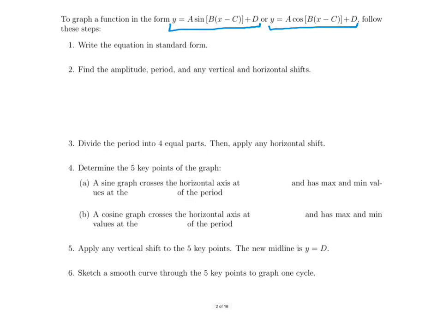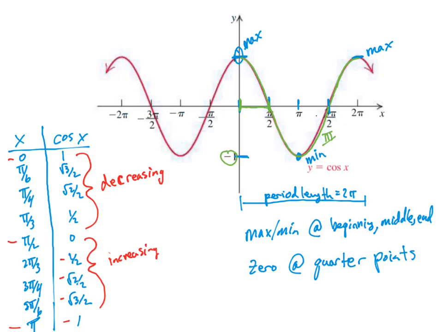So we want to find the amplitude, the period, and any vertical and horizontal shifts. The amplitude corresponds to the a value, and it's actually the absolute value of the a value. And the a value is just from the standard form of the equation. The period length is going to be 2 pi divided by whatever the b value is. Now, what we saw here, the period length was 2 pi.